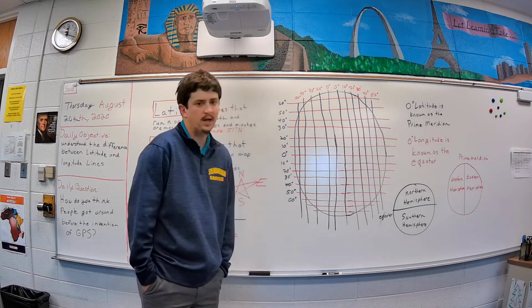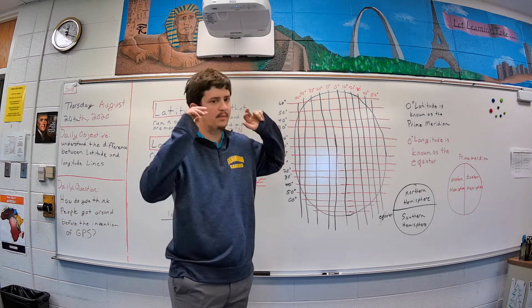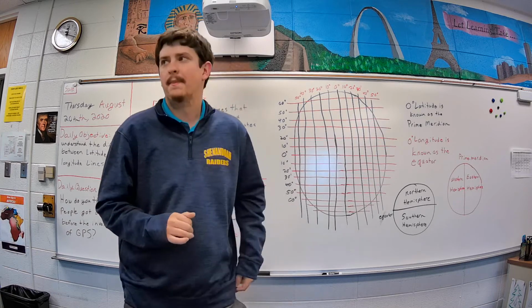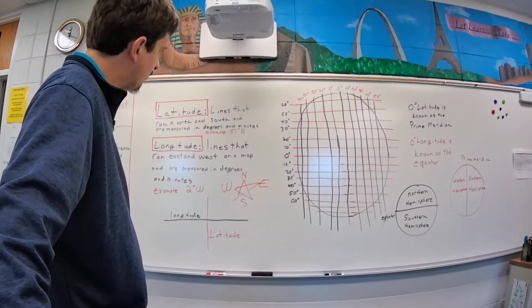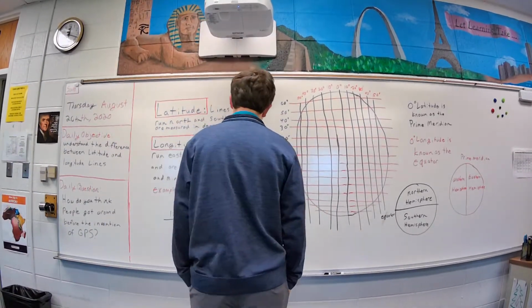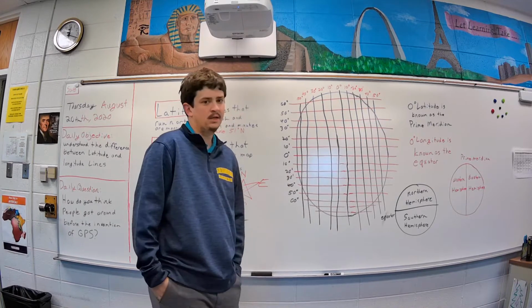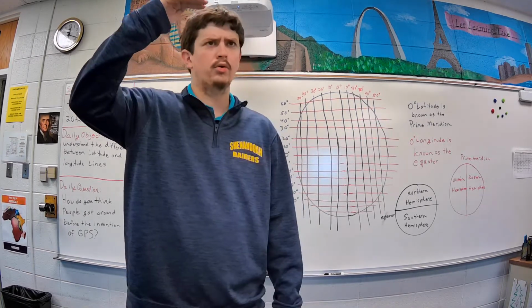One thing I want to point out is on my map here, this is pretty much a circle, but I have it going up to 60 degrees either direction. On a good map, you'll see it go up to 90. 90 degrees north is the North Pole.